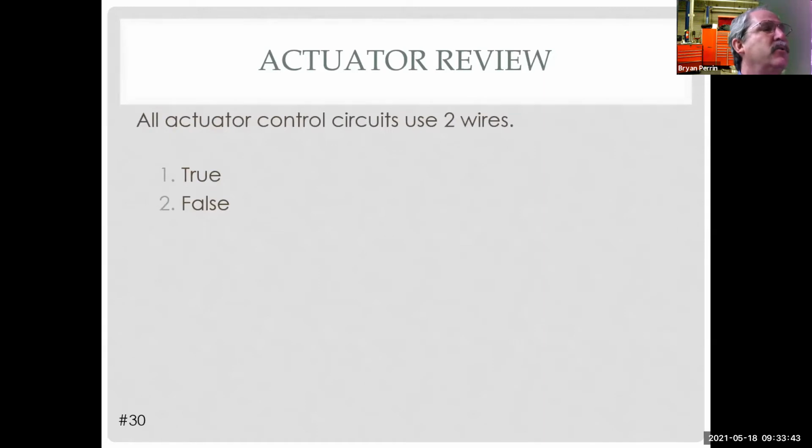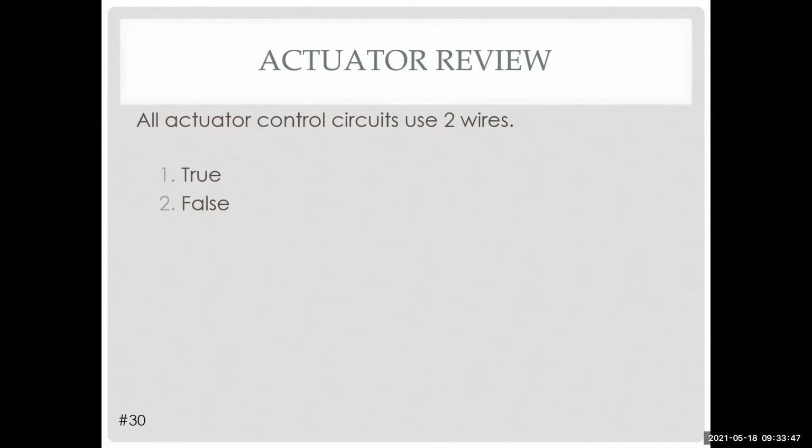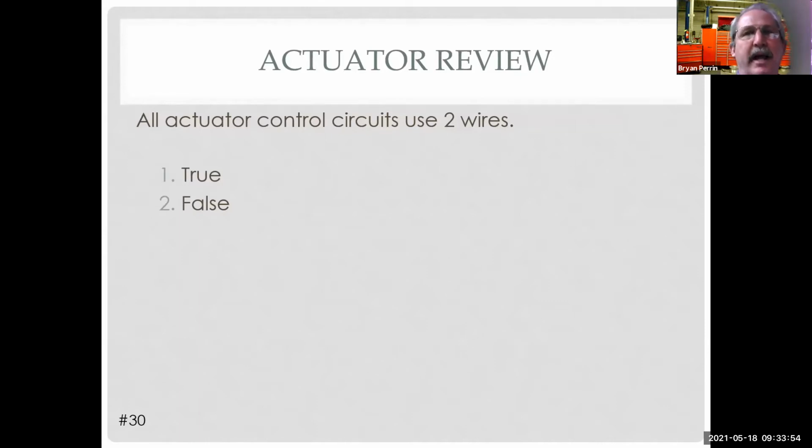All actuator control circuits use two wires. True. What's throwing me is the word all. Yeah, all actuators use two wires. Now, one of my wires maybe the engine block, but on some old solenoids and stuff like that. But yeah, this is one of the few things that's all. I need to have a power and a ground for the actuator to work.